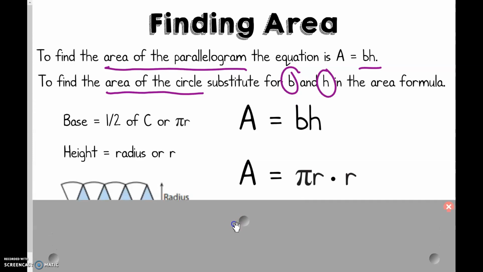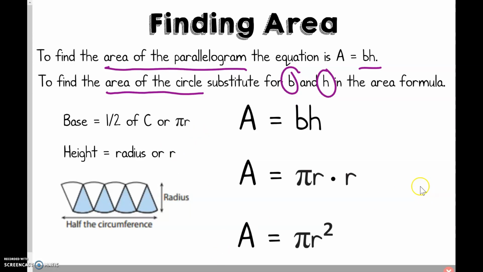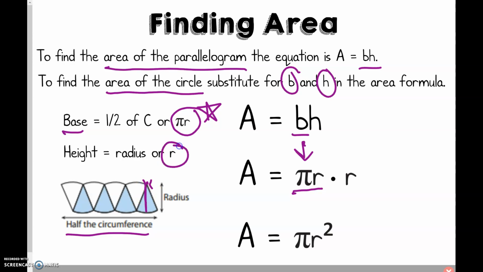So I'll just show you all and I'll talk through it, okay? We know that the base of our parallelogram was the same as half the circumference, which is pi r. So what we did is we took the base and substituted what we know the base of our parallelogram is. We know that that's pi r because it's half the circumference. So all we did was substitute that in. We also knew that the height was the same as the radius of the circle. So we just substituted the radius in for our height.